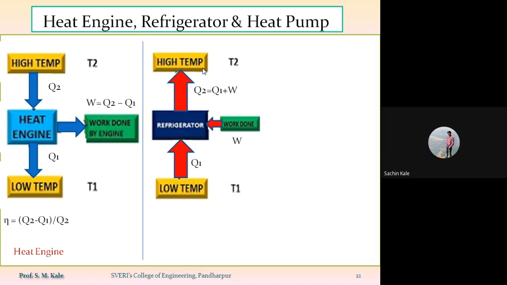So that vapor refrigerant will be supplied to the compressor. Inside the compressor, the pressure of that vapor refrigerant will go on increasing. That high pressure vapor refrigerant will be again supplied to the condenser coil.